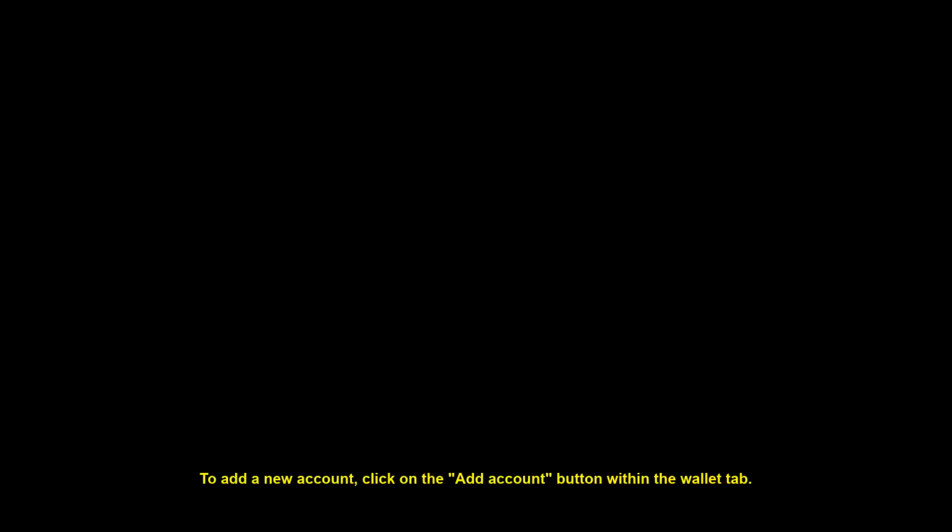To add a new account, click on the Add Account button within the Wallet tab. Choose the cryptocurrency you wish to add and confirm your selection. Your newly added account will appear in the wallet interface immediately. Now, you can send or receive cryptocurrencies using your connected Trezor wallet.